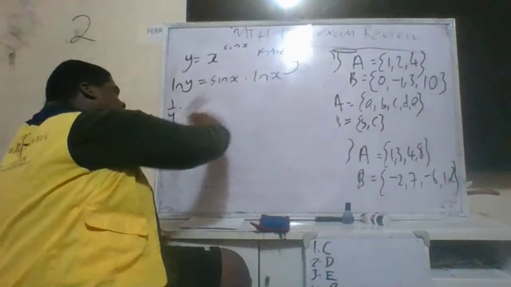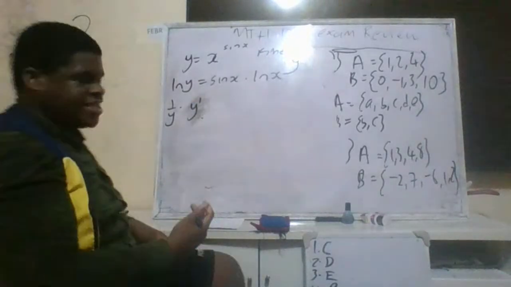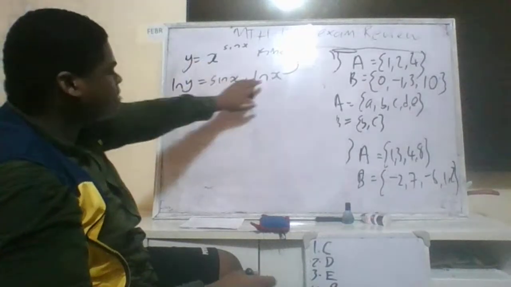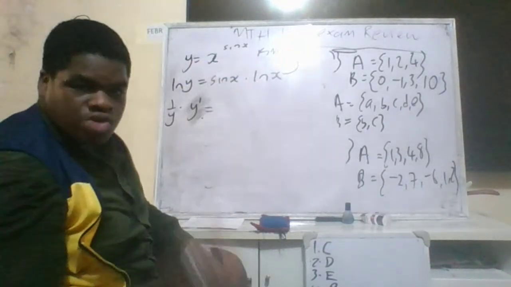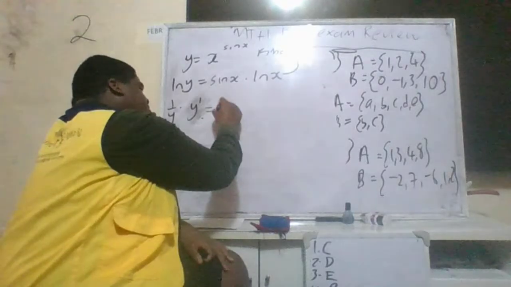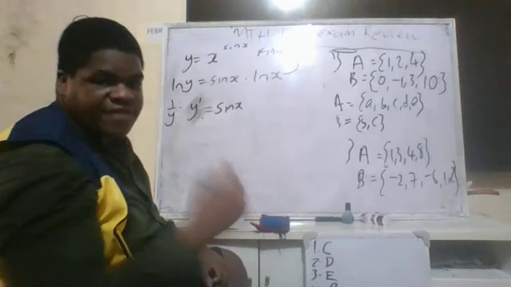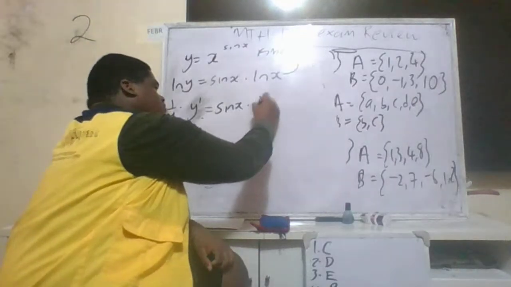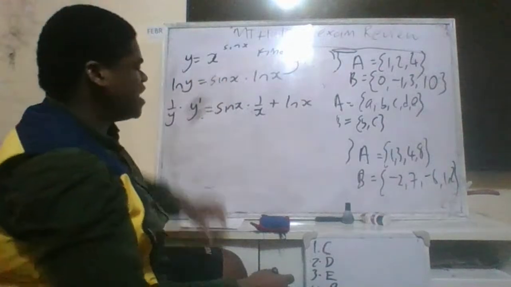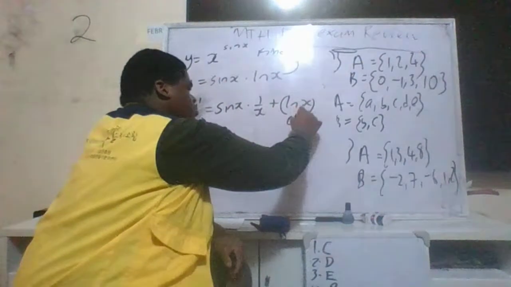Or you can say that 1 over y times y prime, because y prime is equal to dy/dx. This should be equal to the derivative of sine x times the natural log of x. How do you differentiate that? We're going to use the product rule. So you are going to keep sine x constant, differentiate ln x. When you differentiate ln x, you're going to have 1 over x, plus keep ln x constant, differentiate sine x. If you differentiate sine x, you're going to have cos x. So this will be ln x times cos x.